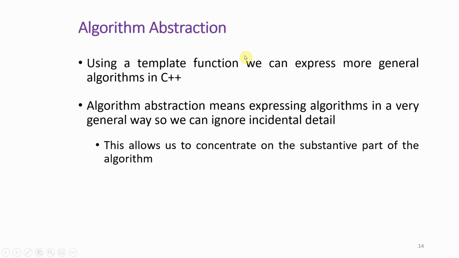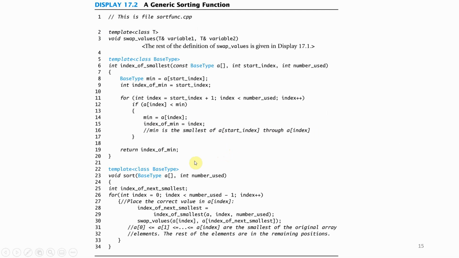So using a template function, as already mentioned, we can express more general algorithms in C++. For example, if you have a sort function, you can make it a template function so that it doesn't matter what kind of array it is sorting. Is it an array of integers, floats, or characters? You can write your program more generally. Algorithm abstraction means expressing algorithms in a very general way so we can ignore details. So just concentrate on the most important parts of the algorithm rather than focusing on the data type. Here is an example from a textbook.